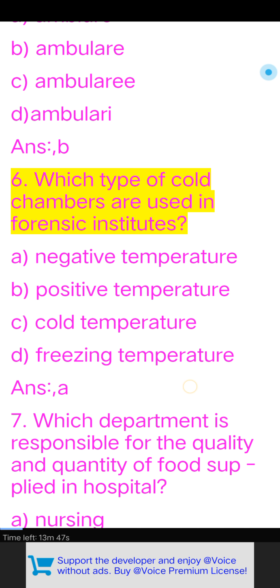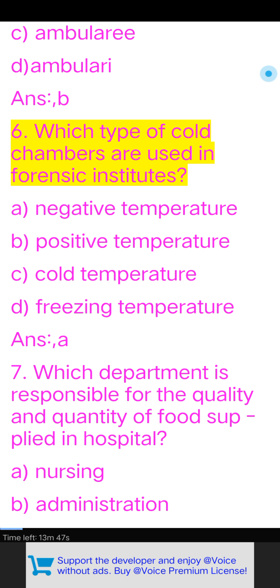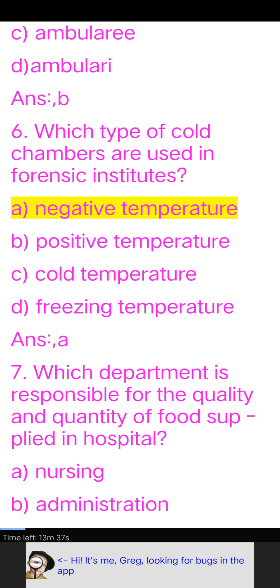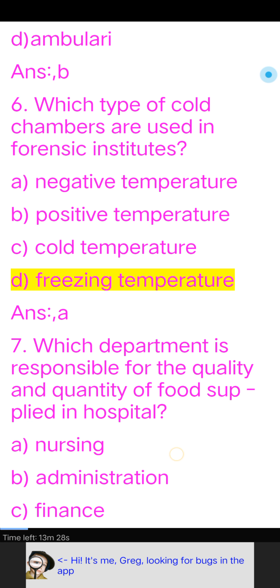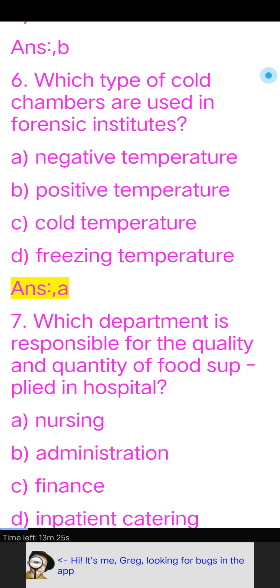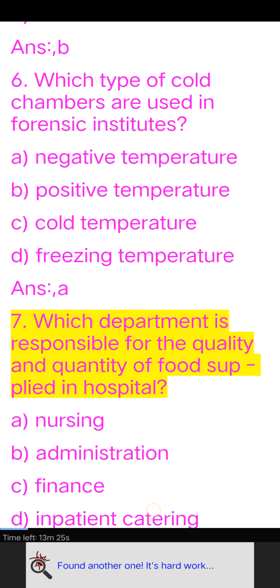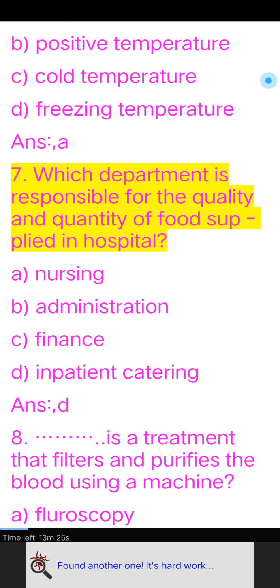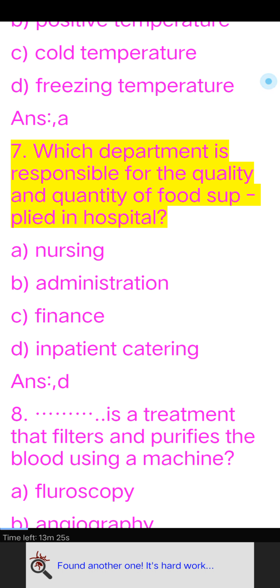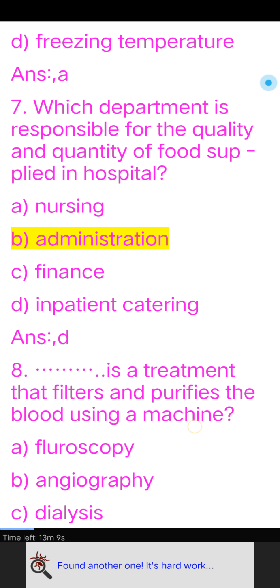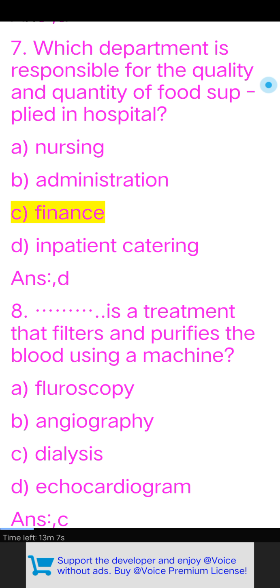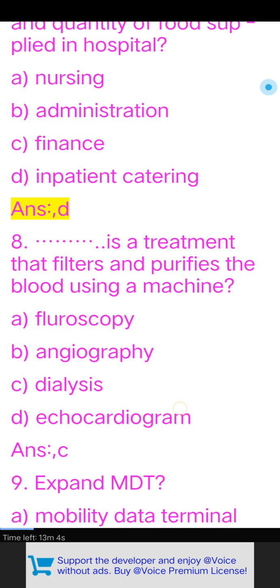6. Which type of cold chambers are used in forensic institutes? A. Negative temperature. B. Positive temperature. C. Cold temperature. D. Freezing temperature. Answer. A. 7. Which department is responsible for the quality and quantity of food supplied in hospital? A. Nursing. B. Administration. C. Finance. D. Inpatient catering.